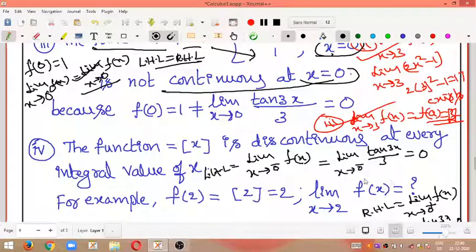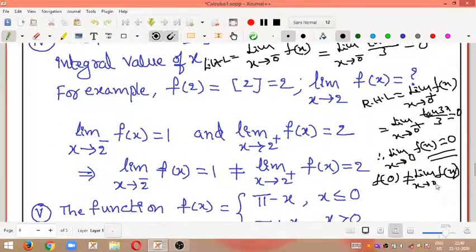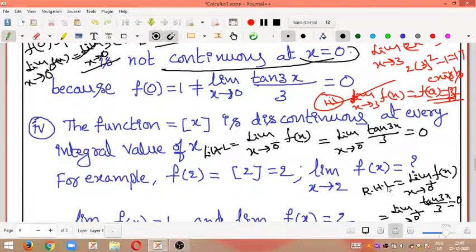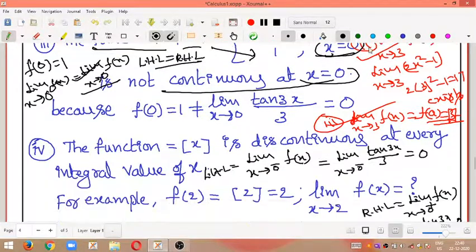So the first condition existed, the second condition also existed, but the third condition is not satisfied. So the given function f of x, equal to tan 3x by 3 for x not equal to 0 and 1 at x equal to 0, is not continuous. The third condition is not satisfied for this problem. Again, come to the next one.